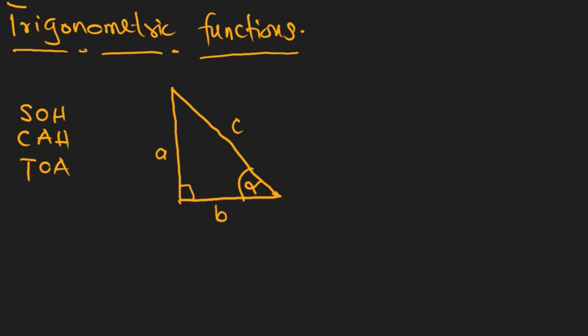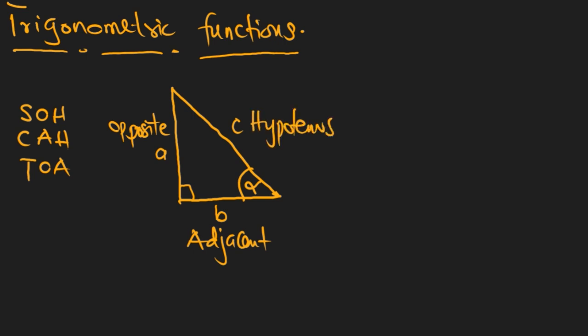Where the SO stands for sine of the angle being equal to the opposite over hypotenuse. What do you mean by opposite? The side which is directly opposite where the angle is. So this side is the opposite. The side which is where the angle is becomes the adjacent. And then the longest side is definitely the hypotenuse. Alright.